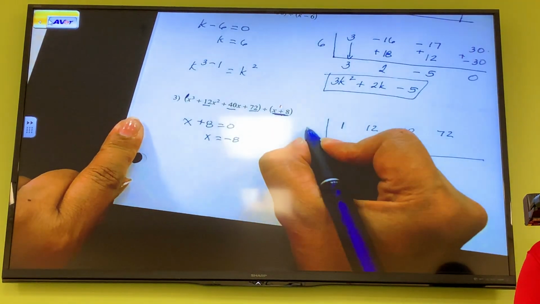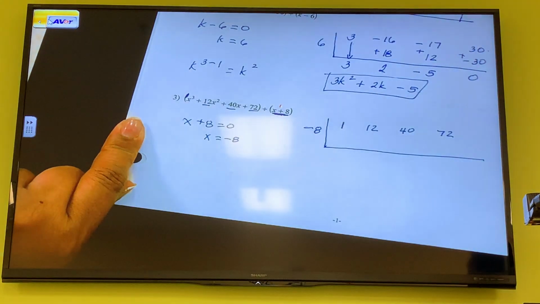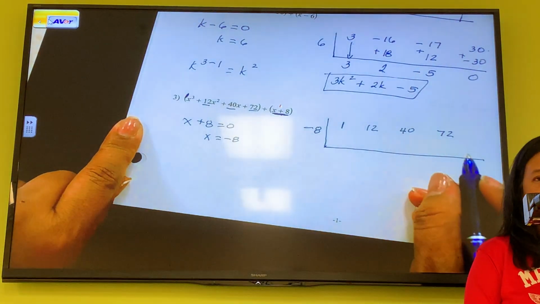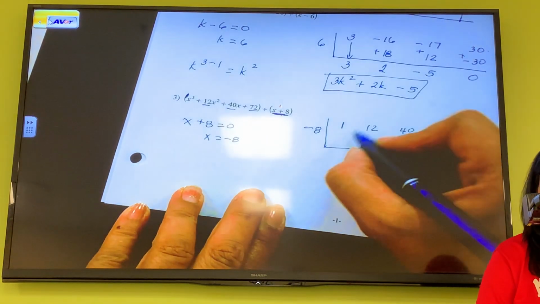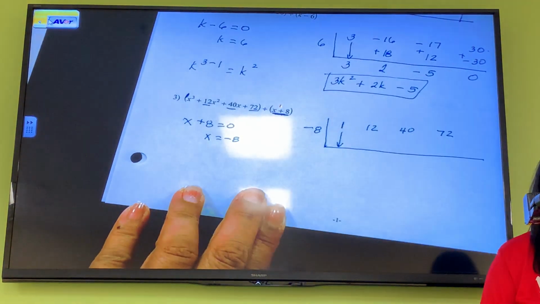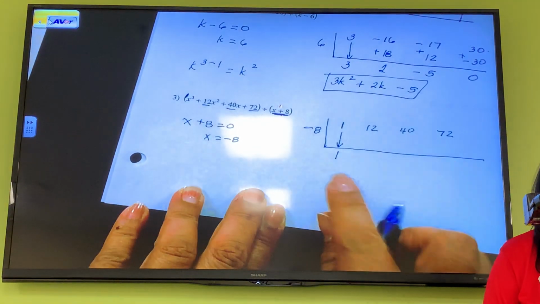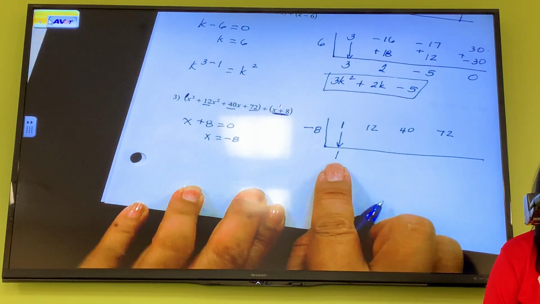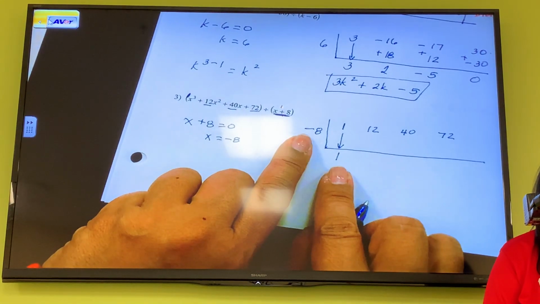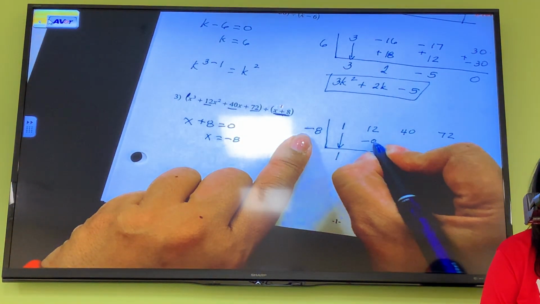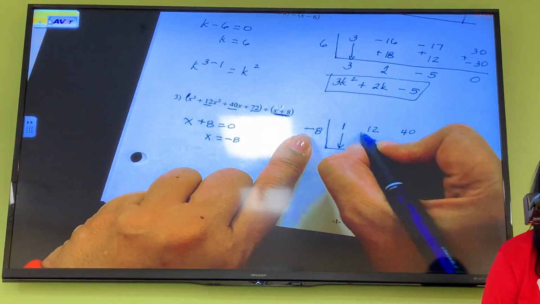So you put negative 8 in the front, and you start your synthetic division by bringing down the first digit. So the 1 will be brought down. So it's going to be 1. And every single number you put in the bottom, you're going to multiply it to negative 8. So 1 times negative 8 is negative 8. Put it in the bottom of 12 and add them up.